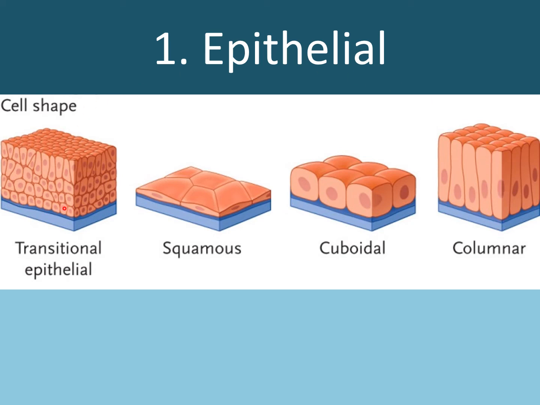And then at the far left, we have transitional epithelial. These cells can change shape. They usually vary between squamous and cuboidal, depending on how stretched the tissue is. Transitional epithelium is mainly found in the urinary tract, in our urinary bladder and ureters.